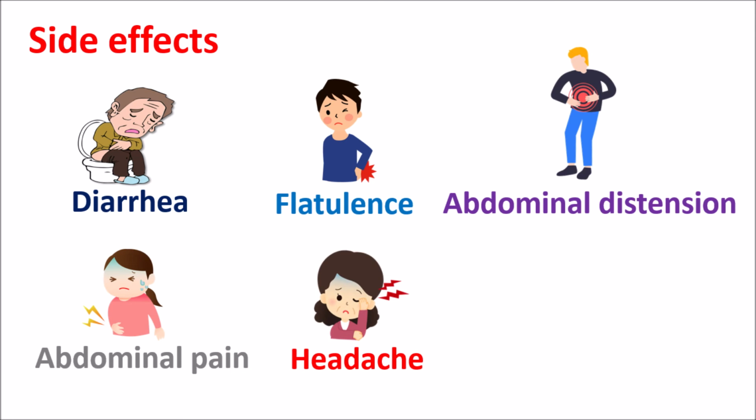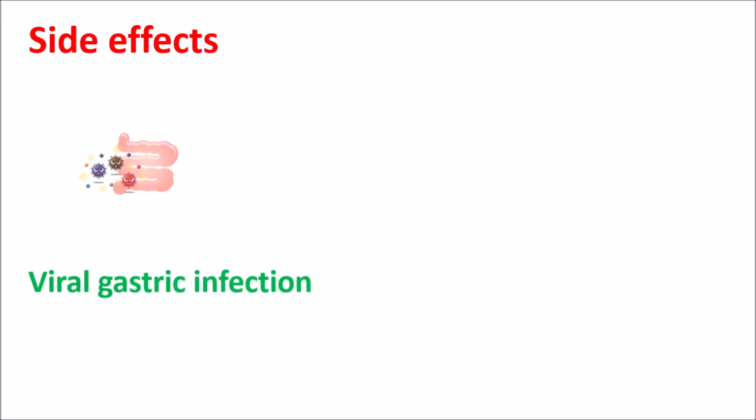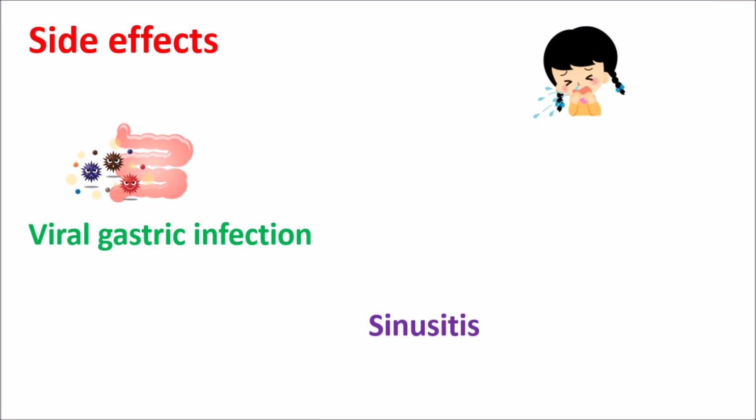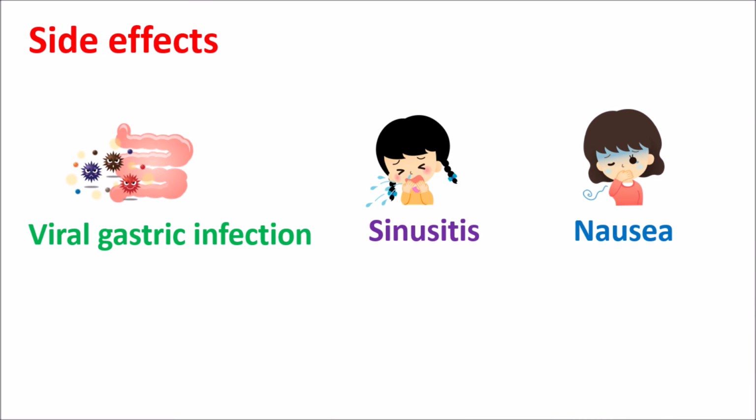And because of increased GI motility, linaclotide can also increase fecal incontinence and fecal urgency. Apart from these side effects, linaclotide can also produce other side effects like viral gastric infection, sinusitis, cold-like symptoms, and nausea can be produced by this medication.